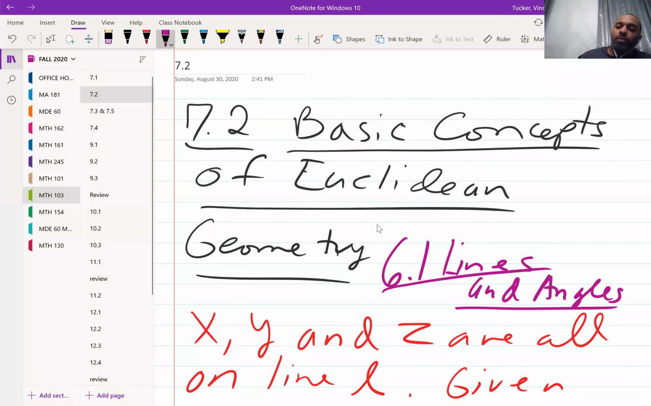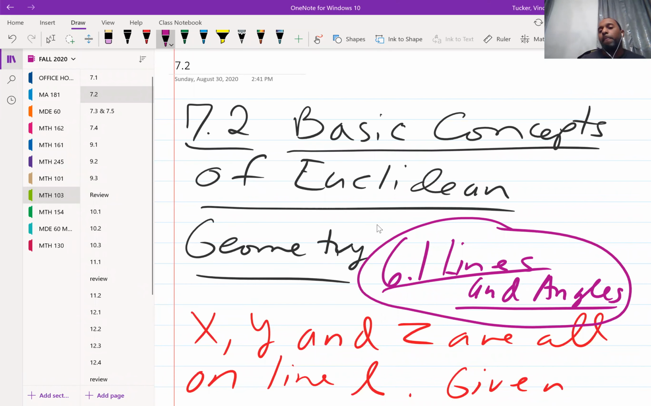All right, so as I mentioned, this section for you guys is 6.1 lines and angles. It starts off with a few definitions, when I was looking at the homework. So in other words, it says what's a line, and so this is a line, and they have a segment, which is a line with two endpoints.